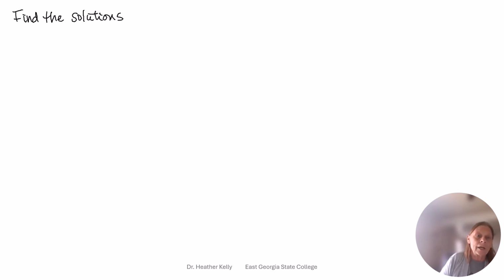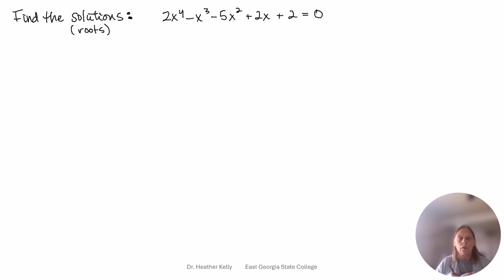So the last question I asked you to factor it, but here I want to ask you to find the solutions. I could also ask for the roots of this equation. 2x to the 4th minus x cubed minus 5x squared plus 2x plus 2 equals 0. Okay, and remember that roots and zeros and solutions and x-intercepts and factors, they all mean the same kind of thing.